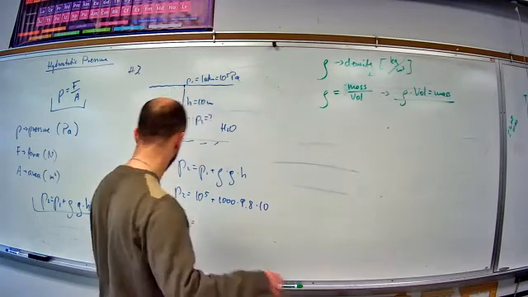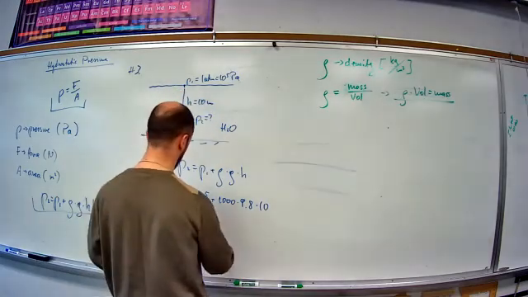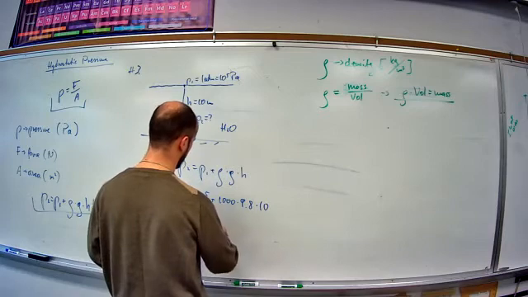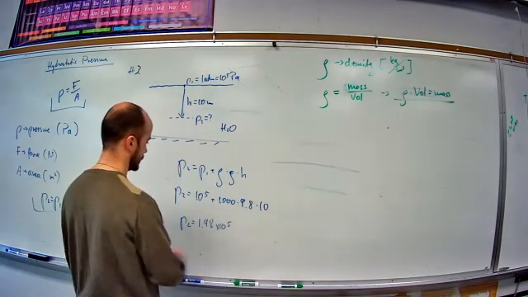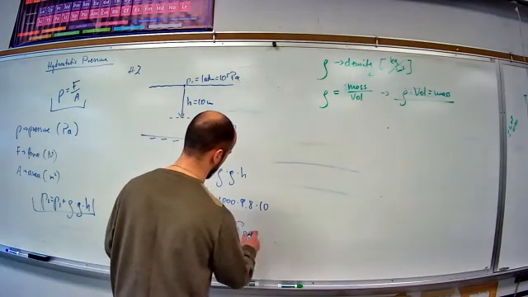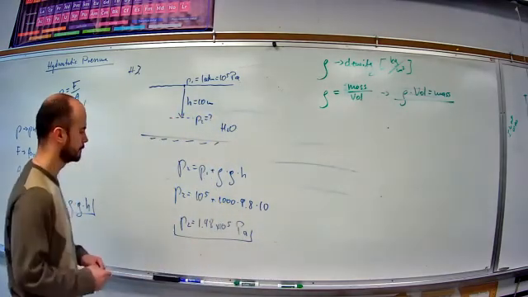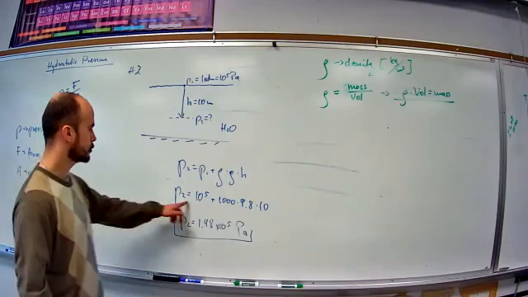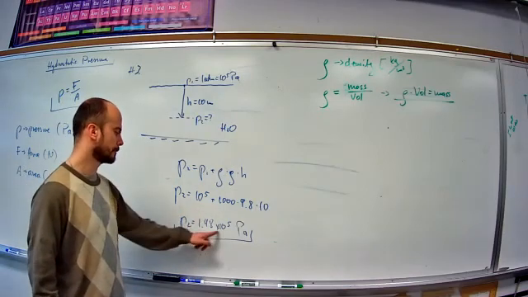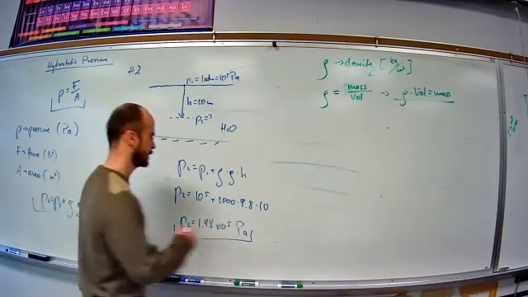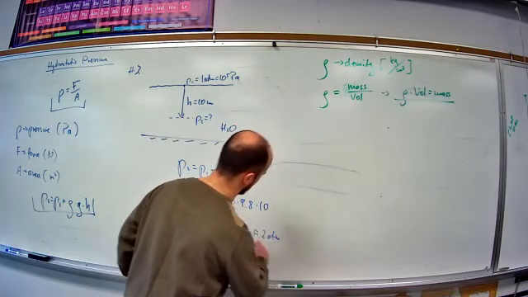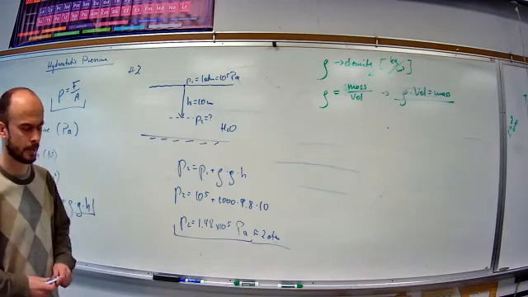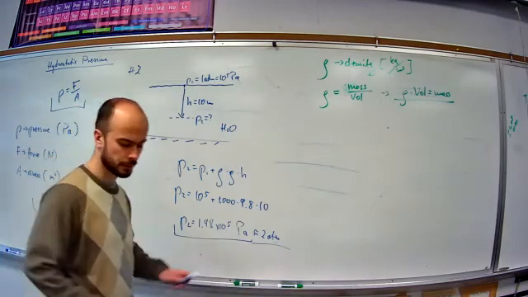All right. 1.98 times 10 to the 5th pascals. Units are pascals. So if this is 1 times 10 to the 5th, and this is 2 times 10 to the 5th, then you're looking at basically 2 atmospheres. So you have 2 atmospheres at this depth. All right, well, anyways, so this will do.